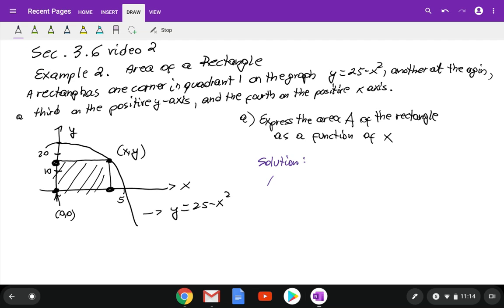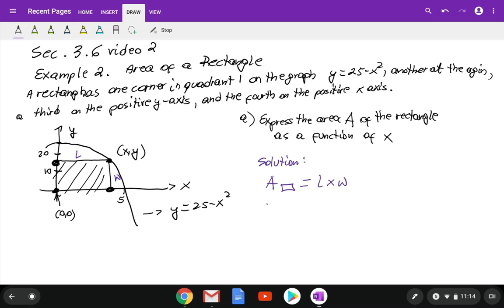Okay, so the area of the rectangle is length times width. So this is the length, this is the width. Of course we cannot use L and W, we need to use only the variable x to express the area because we need to build the function in terms of x. Okay, so how are we going to do it?